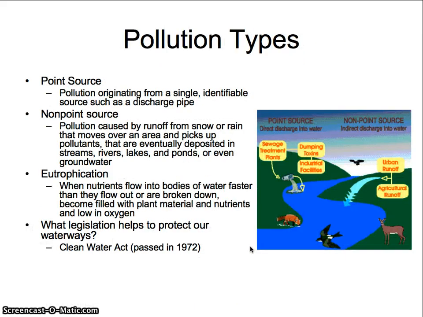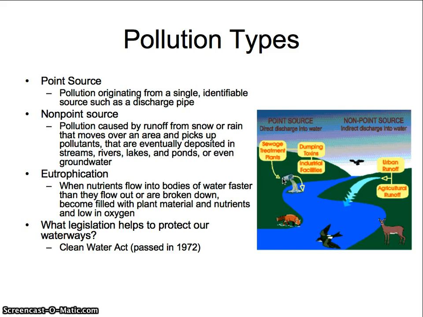When you're also talking about rivers, you often talk about pollution types, and there are 4 different types of pollution that affect the watershed. The first one is a point source pollution. Point source originates from a single identifiable source, such as a drainage pipe. For instance, if an industry is dumping into a river, such as a sewage treatment plant, we can say that is a point source pollution. We know where the pollution is coming from. It's coming from this point.